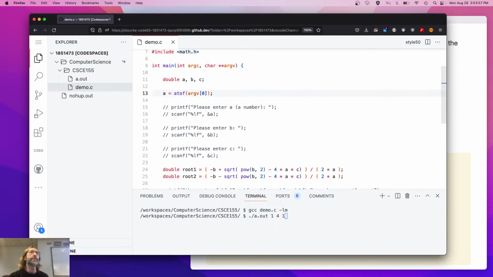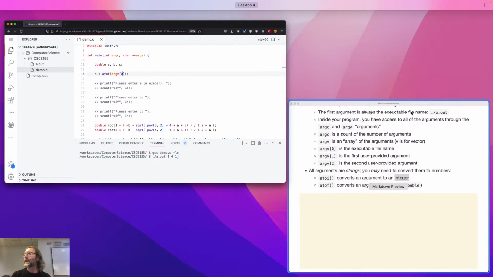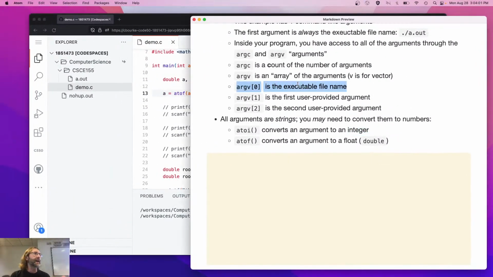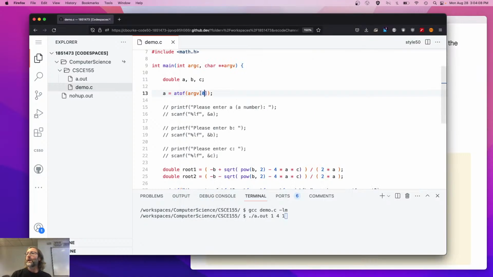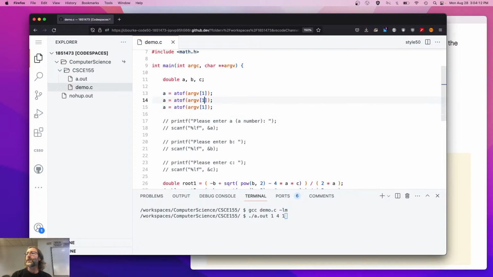Should it be 0? Remember, what is that? That's always the executable file name, exactly. That's going to be a.out. Is a.out a number that you've ever heard of? No. So it's going to actually be 1. Copy, paste, make sure that you change everything correctly. 1, 2, and 3, that all looks good. A, B, C, that all looks good.